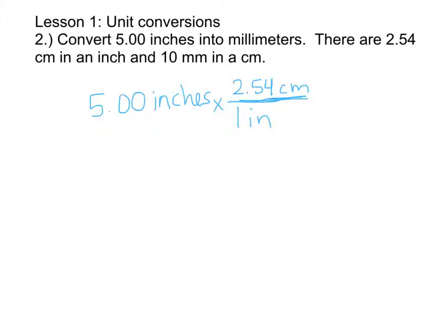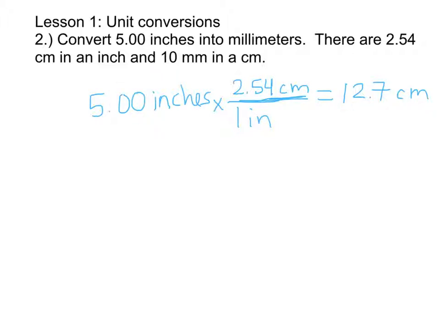We'll simply multiply 5.0 inches by 2.54 centimeters and divide it by 1. And when we do that, we get 12.7 centimeters. And we started with 3 sig figs, so we're going to end with 3 sig figs.